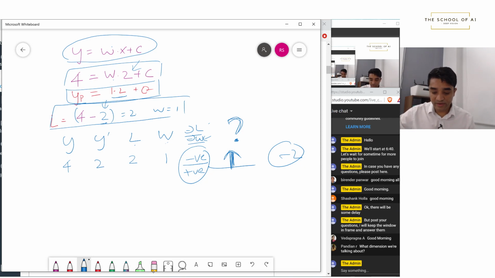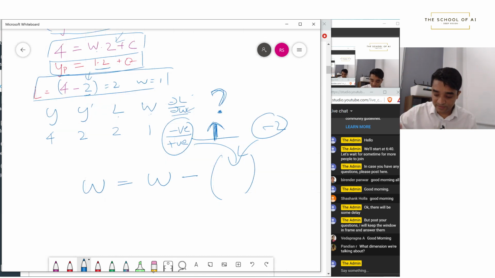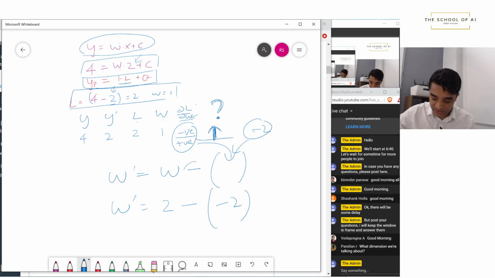Now how should we update our w if this is minus 2? That is very important. So we have the equation of w, which is equal to the old w minus the partial derivative value, right? Which means that our new w dash is equal to old w, which is 2, minus, and inside we have this minus 2, right? That's the equation we have, and soon this relationship of minus is going to become very clear to you. So which means our w is going to be equal to 4. That's the new w we have.